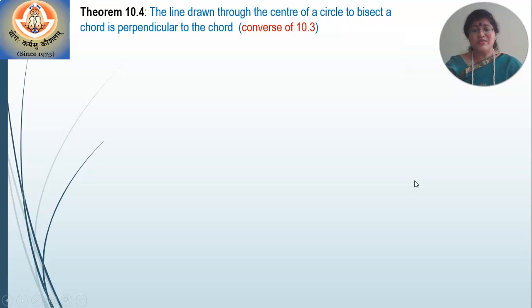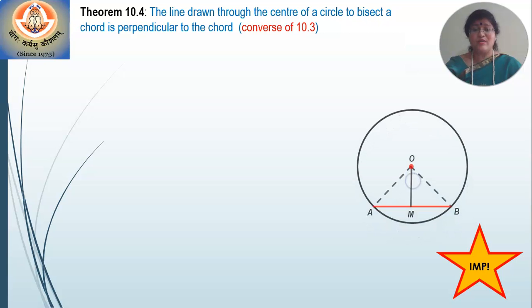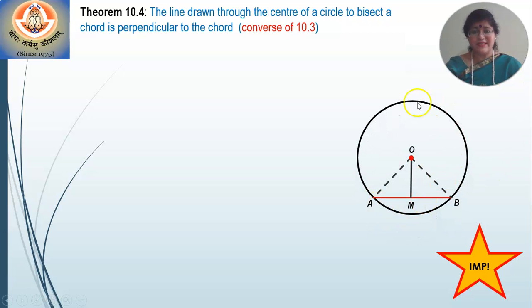The line drawn through the center of a circle to bisect a chord is perpendicular to the chord. So once the statement is given, you have to draw the diagram pertaining to it. So this is an important theorem. And how does the diagram look? A circle with AB as the chord and OM here is bisecting this chord AB. That means AM is equal to BM.